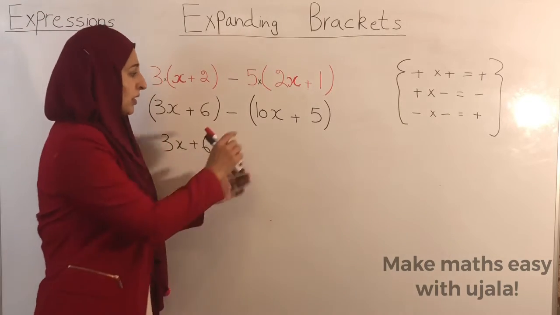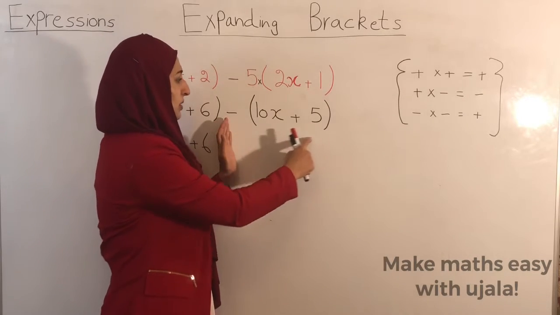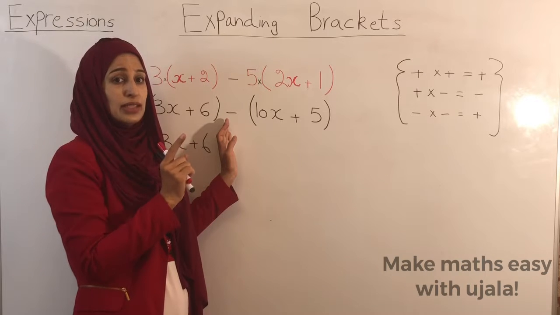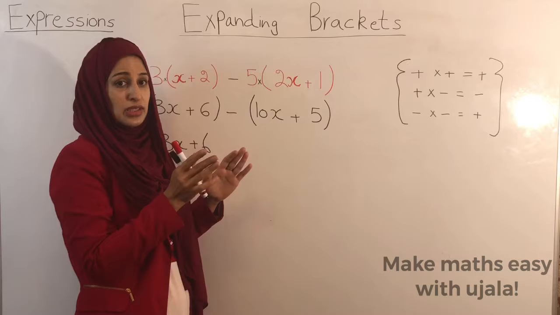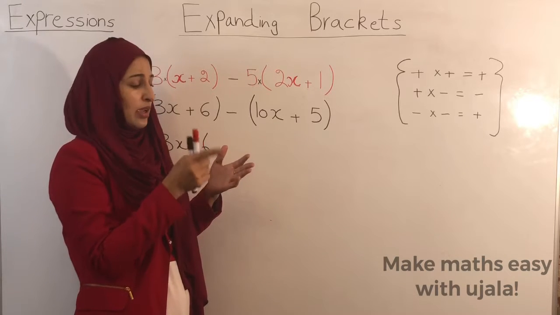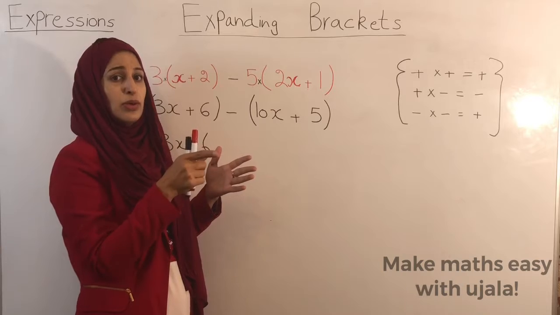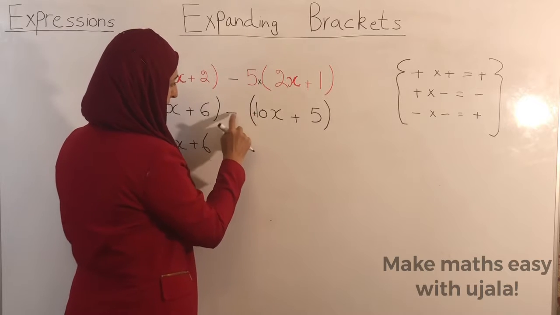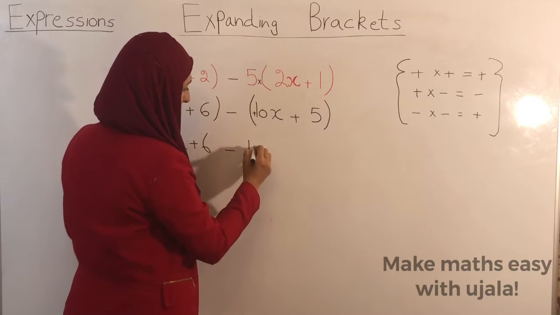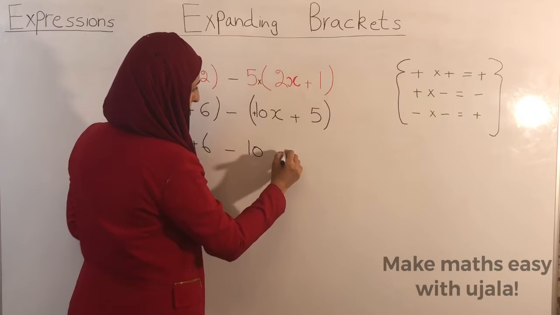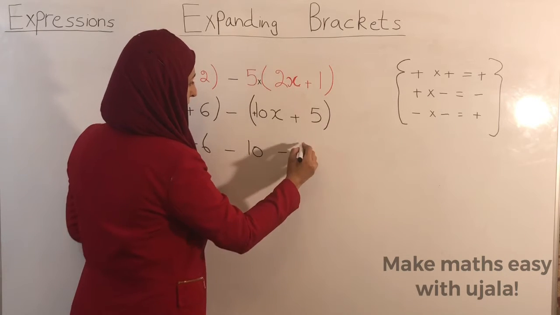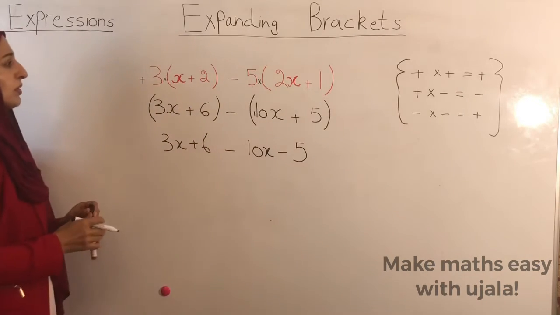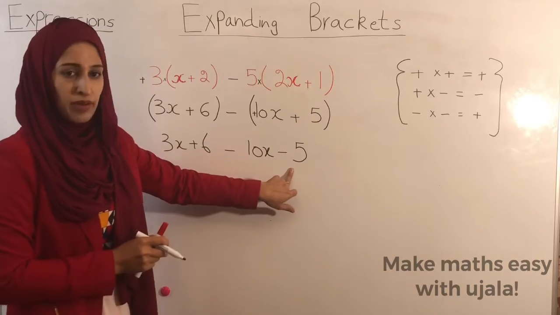So when there is a minus sign outside the bracket, remember all the signs inside the bracket, they change. If it is plus, it will change into negative. If it is minus, then it will change into plus. So there's no sign, there's a plus sign. Plus minus, minus 10x. Plus minus, so this is plus, this changes into minus 5. So minus 10x minus 5.